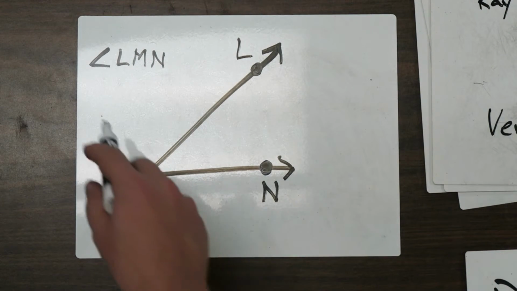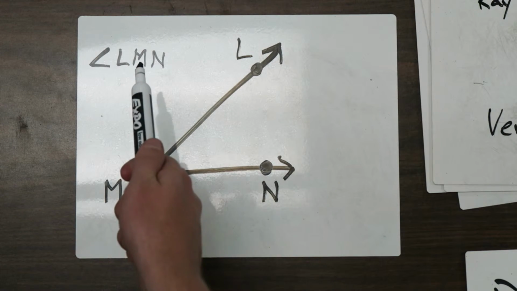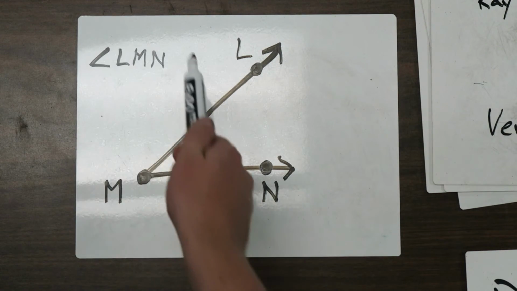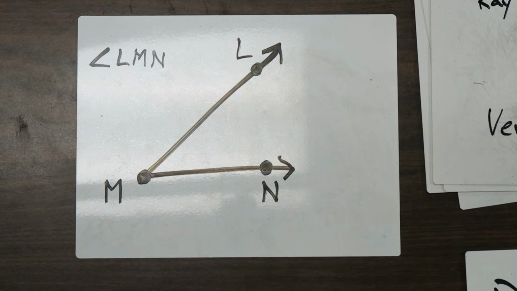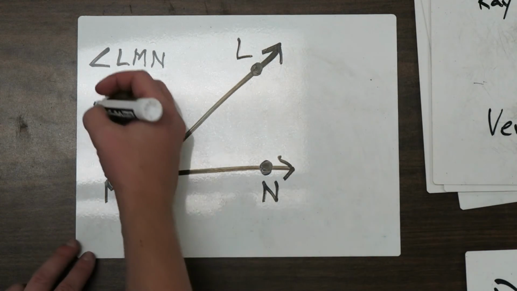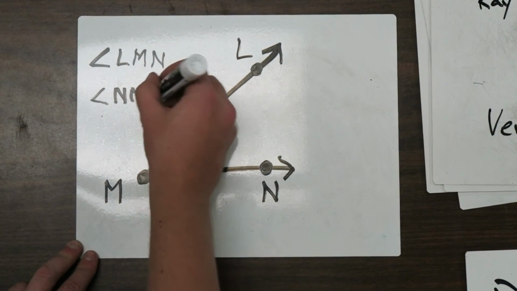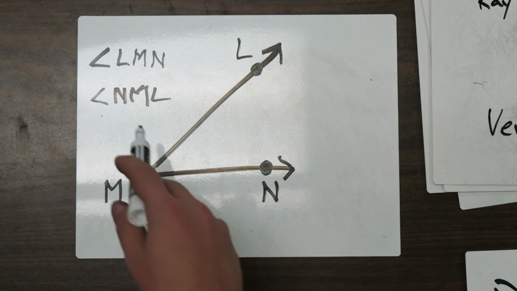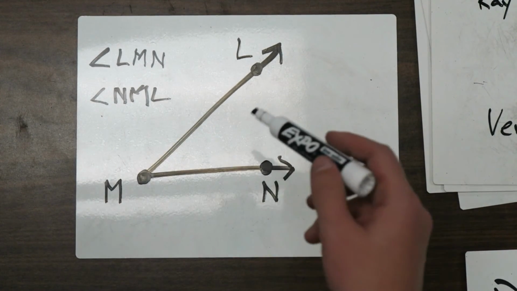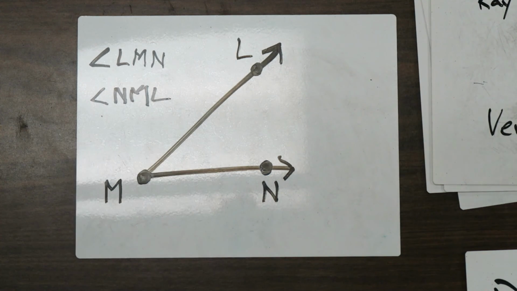The reason I have to write it this way is because my vertex always has to be the middle letter when I'm labeling an angle. So I could actually write this a different way if I start with N. I could say that this is angle NML. I could write it this way, or I could write it this way, as long as my vertex is the middle term in my label.